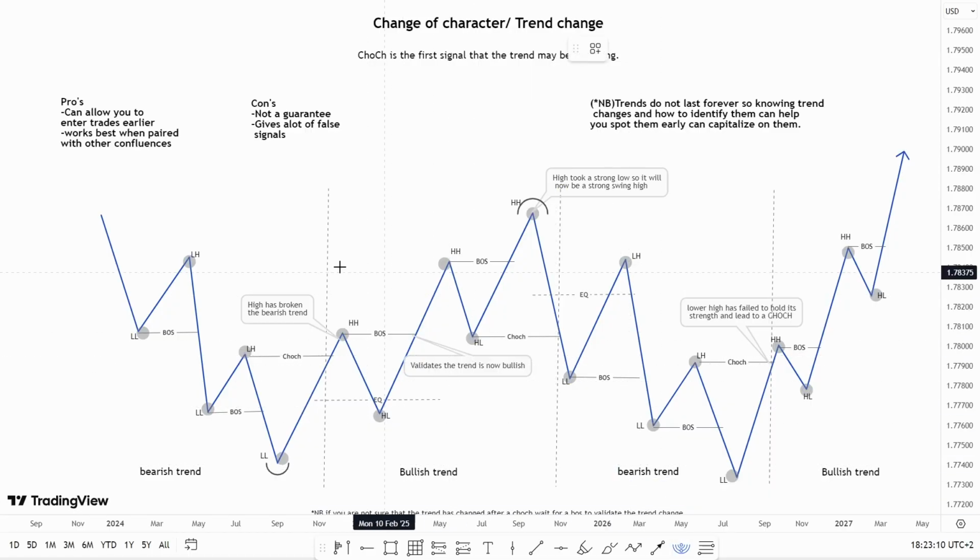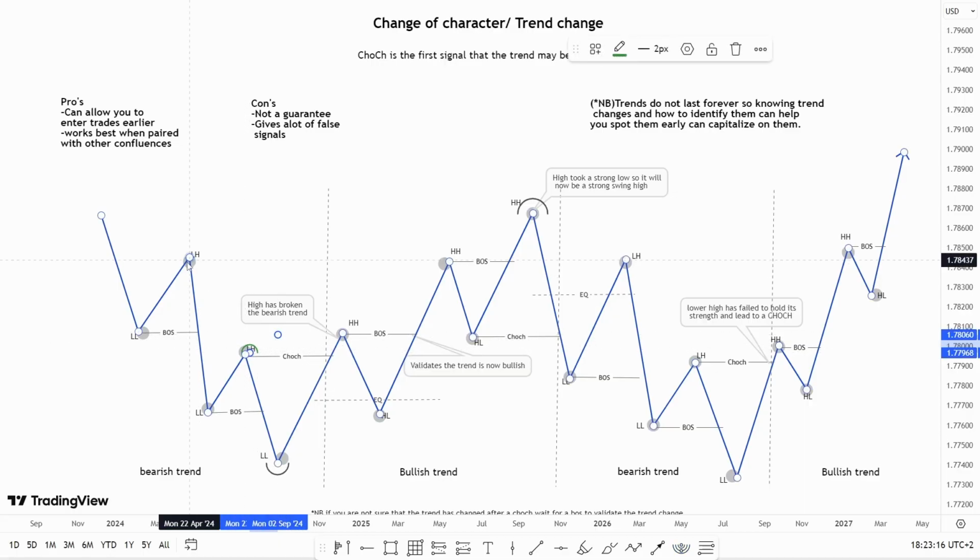So this was what we call a weak zone, since it failed to break above this high. It failed. So this one was also a weak lower low, but then what did it do? Aggressive buyers stepped in and caused the trend to change. So now this was a weak high.